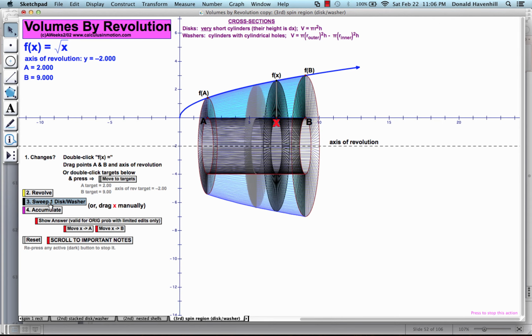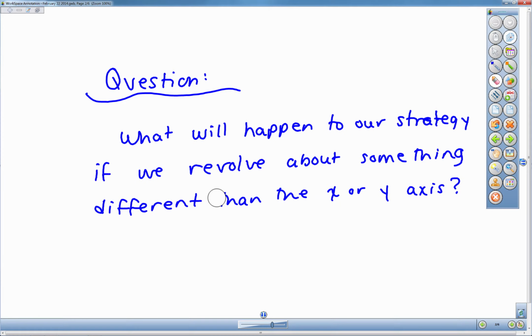And so the question again comes back to what will happen to our strategy if we revolve around something different than the x or y-axis, and it looks like our strategy is still going to be the same. Nothing is going to be different. We're still going to try to find the area of a cross section.